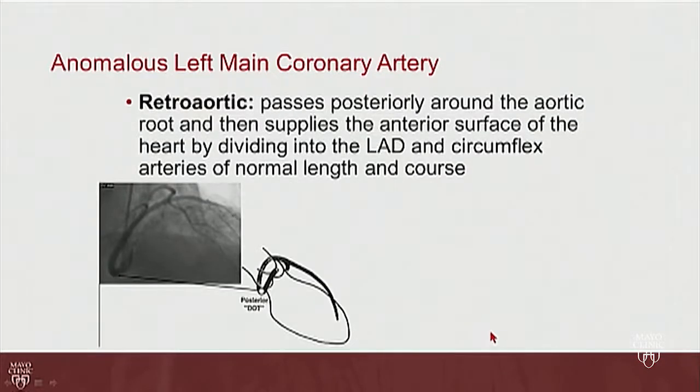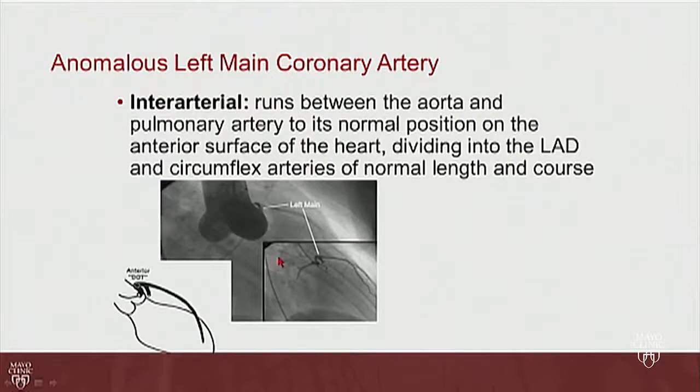You have the retroaortic course. That's the one that passes posteriorly around the aortic root and then supplies the anterior surface of the heart by dividing into the LAD and circumflex coronary arteries. And that's the one that's going to have that posterior dot sign right there. And then there's the intra-arterial course, which is the one that runs between the aorta and the pulmonary arteries to its normal position on the anterior surface of the heart, diving into the LAD and circumflex arteries of the normal length and course. And so that's, again, your anterior dot sign.